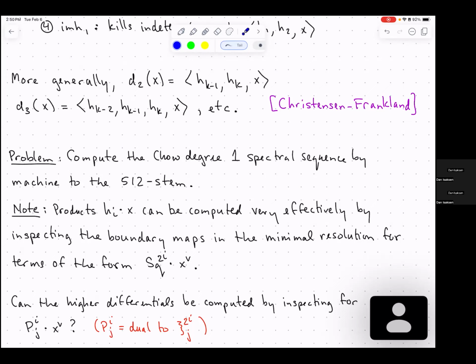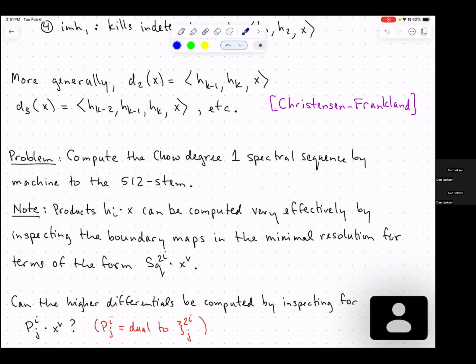Roughly speaking, you look at the minimal resolution and read off certain terms in that minimal resolution, and that check is for the dual, because x is in Ext, and so x dual is the thing in the minimal resolution that dualizes x. Anyway, if you have the boundary maps of the minimal resolution, you can read off certain terms, Sq^(2^i), and you'll get terms with certain coefficients, and that gives a really quick way of computing hi times x. Okay.